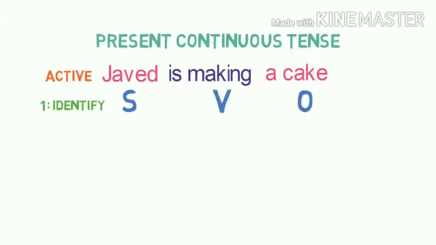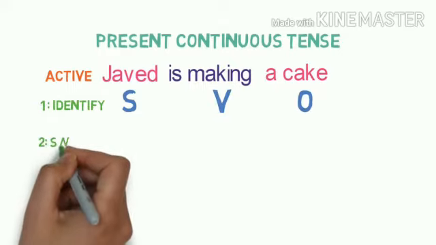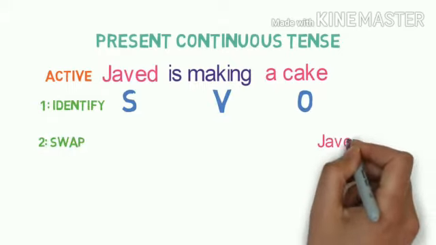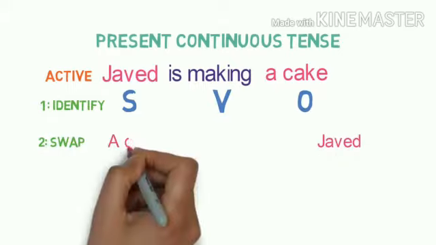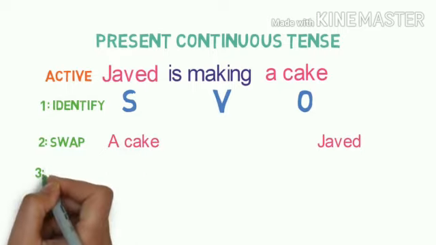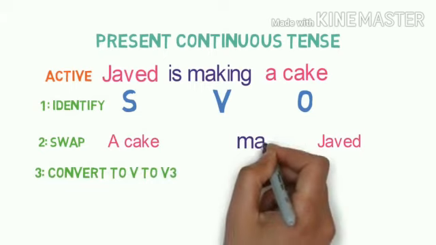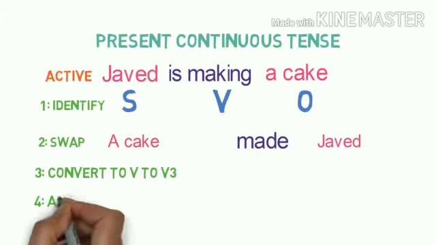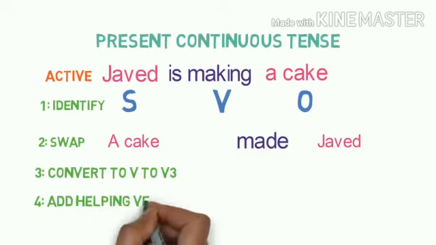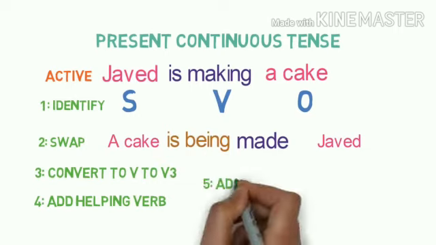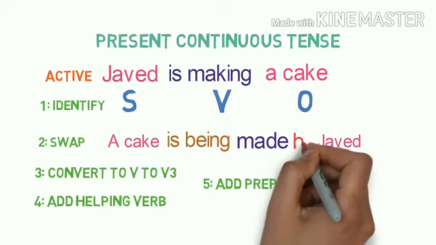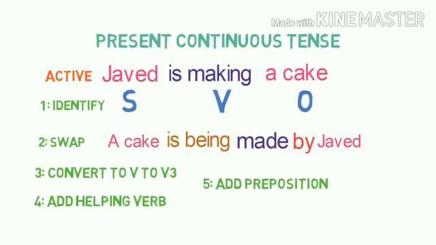So we have identified the subject, verb and object. Now in step 2, as per the second step, we have to swap the position of the subject Javed and the object a cake: the cake as the subject and Javed as the object. As per the third step, we need to convert the main verb into V3 form of verb, that is made. Now moving to step 4, we need to add a helping verb. The helping verb to be added here is being, as it is present continuous tense. Lastly, we have to make the sentence complete, and the preposition by should be attached before the subject Javed.